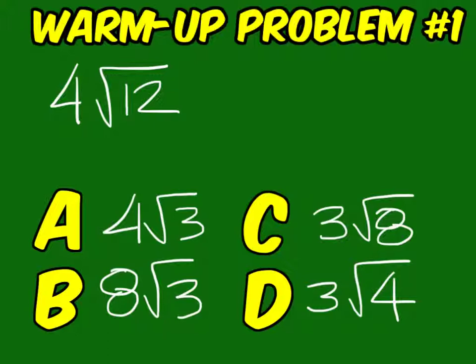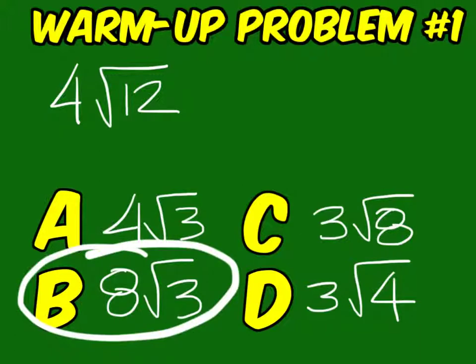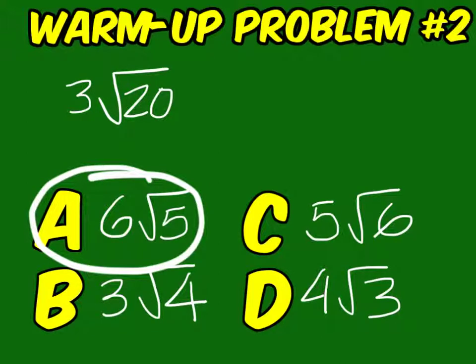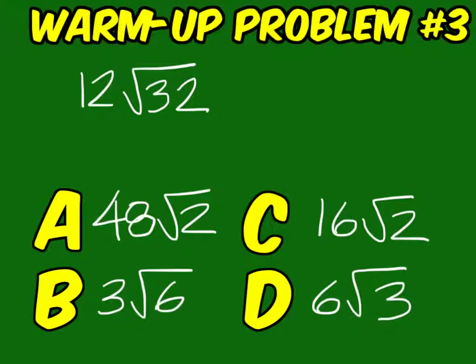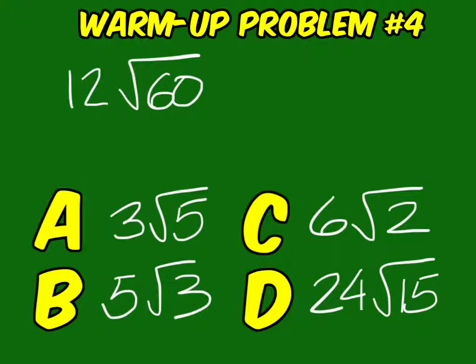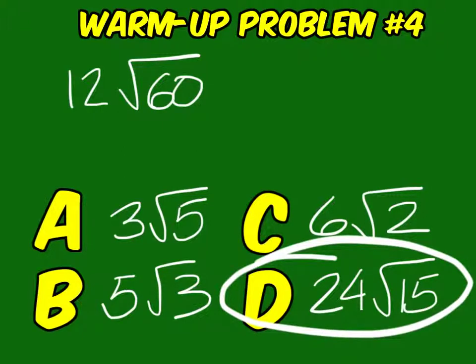One is B. Number 2. Answer on this one is A. Number 3. Answer on this one is A. Number 4. The answer on this one is D.